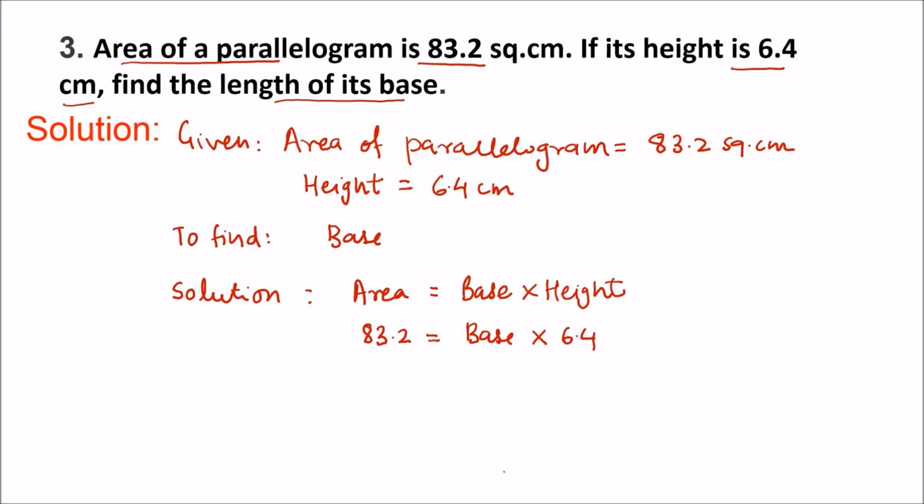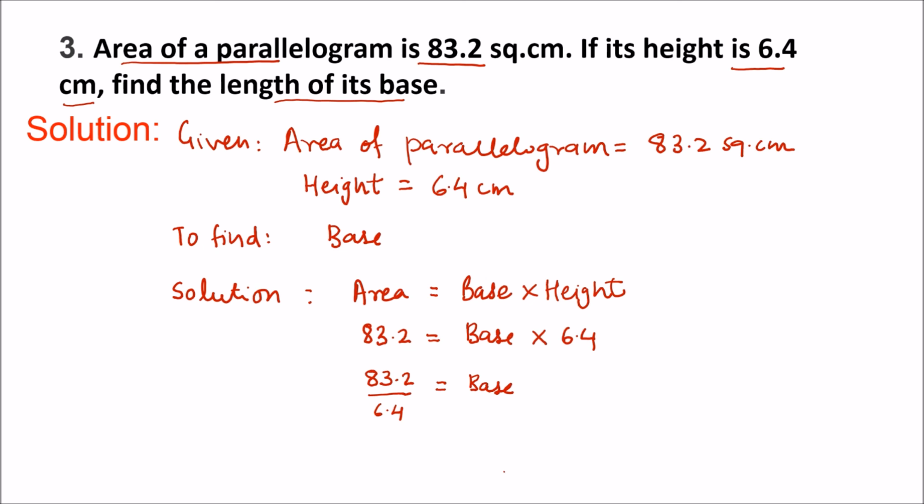Now what is our next step? We have to shift 6.4 to the other side of equal to. If I shift 6.4 to that side of equal to, what will happen? It will become in the form of division. So we will get 83.2 upon 6.4 equals base.